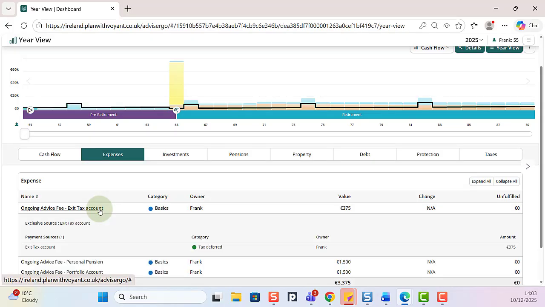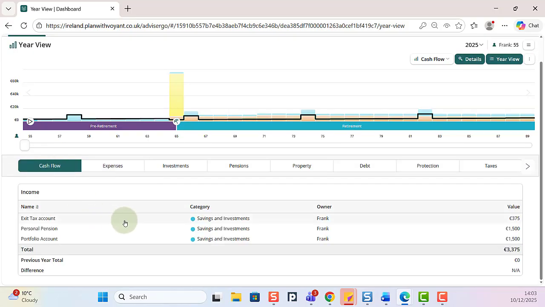If we expand that, you'll be able to see the source. The software will only ever use the related investment to pay for this fee, and you can see that here. Exclusive source is the exit tax. And again, because we can follow the money around in Voyant, if you click on cash flow, you will now see this appearing in the cash flow.